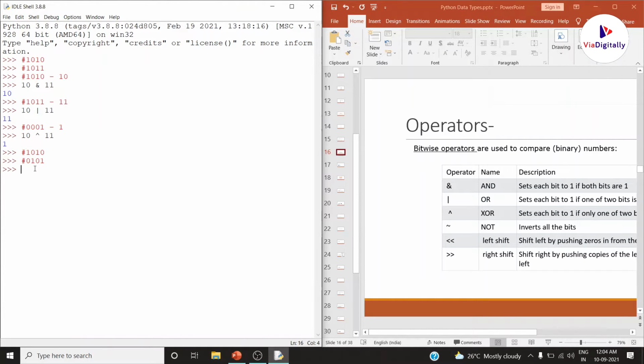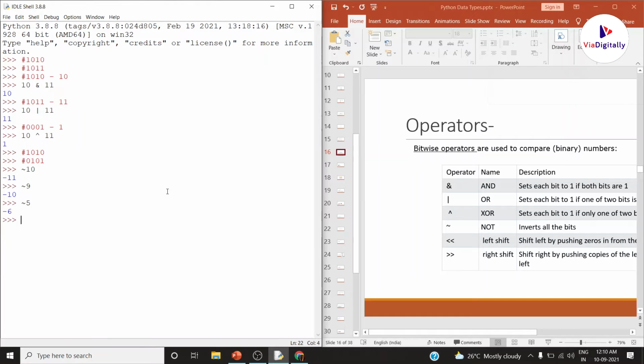Now let us test what exactly happens here. Bitwise NOT of 10 is actually minus 11. Similarly, bitwise NOT of 5, we are going to get minus 6. But as expected, if I negate the 10, the value should be 0101, that should be 5, right? But that is not happening here.